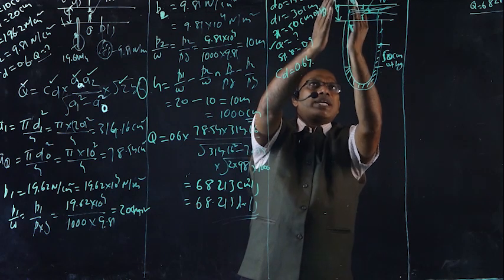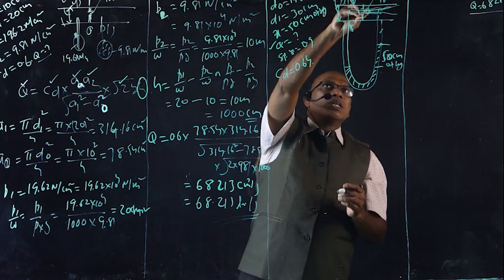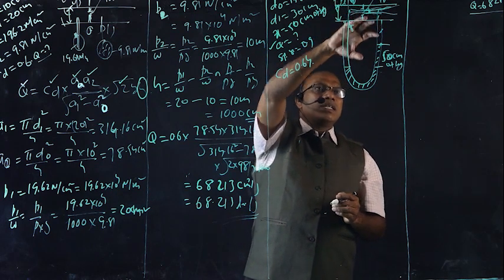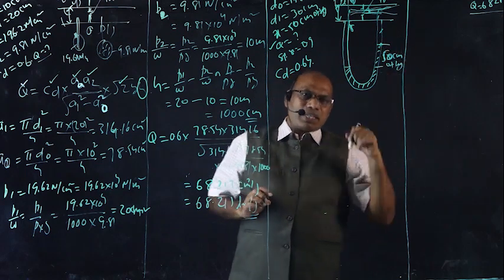The diameter is more here at section 1.1, automatically the pressure head is more. Here the pressure head is less. Therefore the manometer reading is given, that is 50 centimeters.